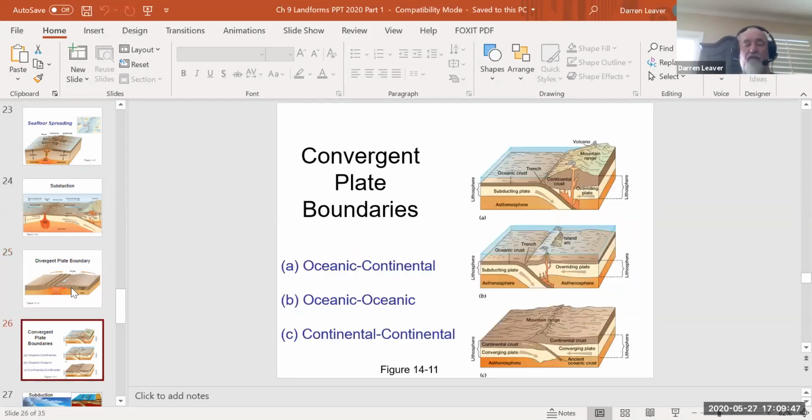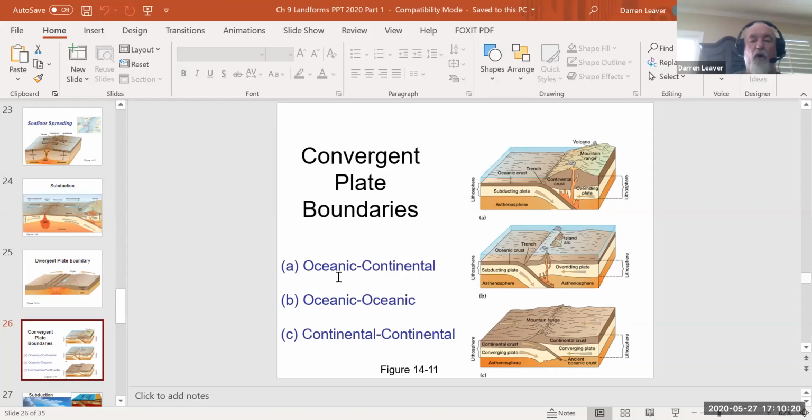Our second type of plate boundary is called convergent, and they come in 3 varieties, and these are the names I want you to know for those varieties, okay? And it all matters what type of crust is being converged. So we can have oceanic crust bump into continental crust. We can have oceanic crust bump into oceanic crust. And we can have continental crust bump into continental crust. Instead of saying bump into, I can now say converge with.